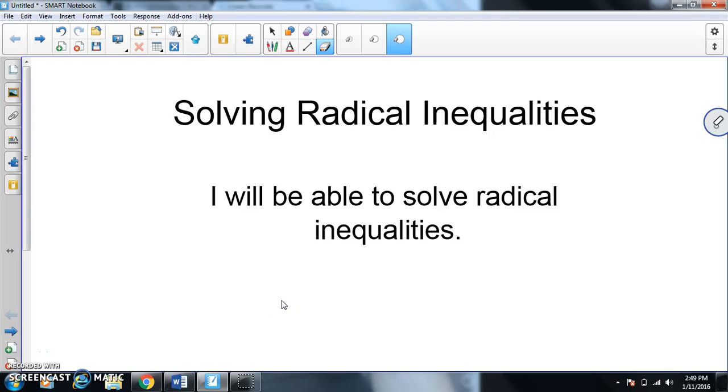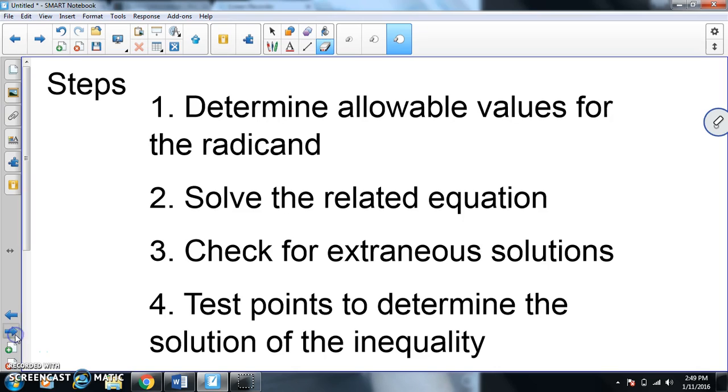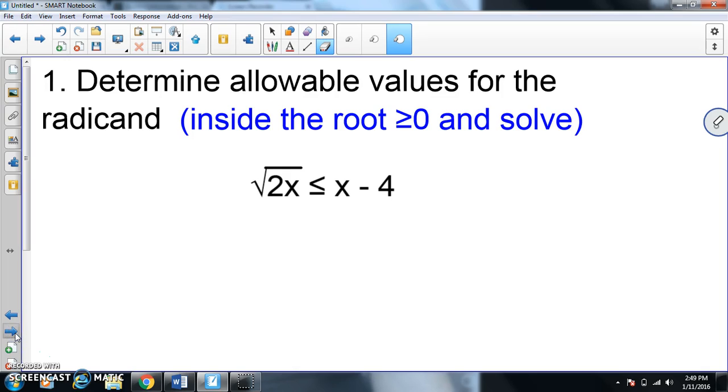Hey guys, today we're going to solve radical inequalities. So the 4 steps we need to do this are to first determine the allowable values for the radicand, then solve the related equation, check for extraneous solutions, and then test points to determine the solution of the inequality. We're going to solve this inequality: the square root of 2x is less than or equal to x minus 4.